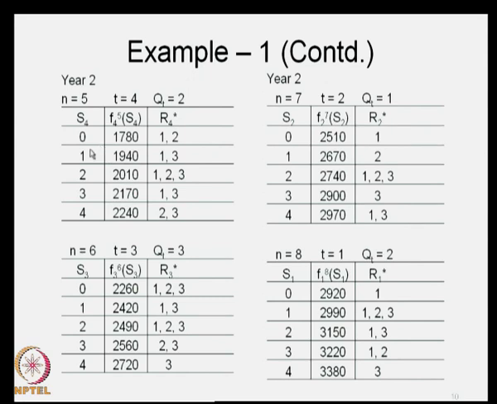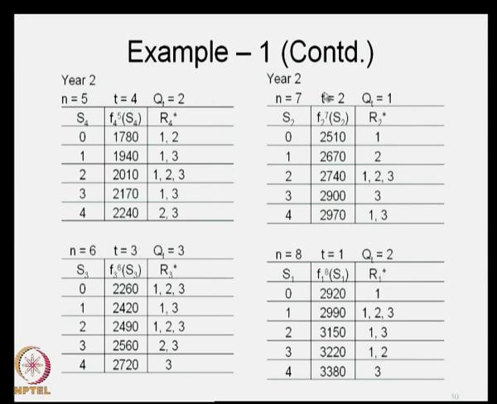See, observe that for several states here, there are multiple solutions. For example, when S4 is equal to 2, you may have R4 as 1, 2 or 3. Like this, there are several states for which multiple solutions exist. Now, you carry on for year number 2. So, you went up to n is equal to 8, because there are 4 time periods. So, every year will have 4 time periods.